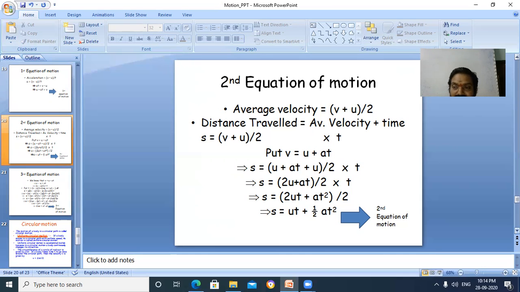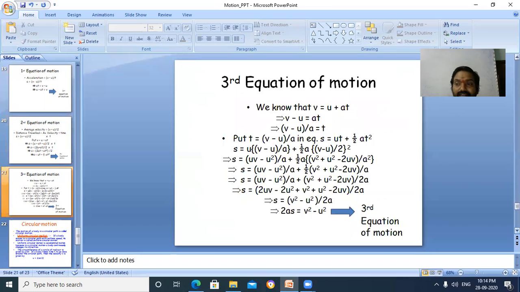Therefore, we have two components here. The distance traveled is a combination of ut, a component due to initial velocity, and half at square, a component due to acceleration. Now the third equation of motion is a relation between initial velocity, final velocity, acceleration and distance, where s is the distance.